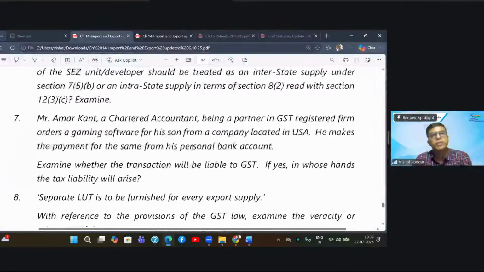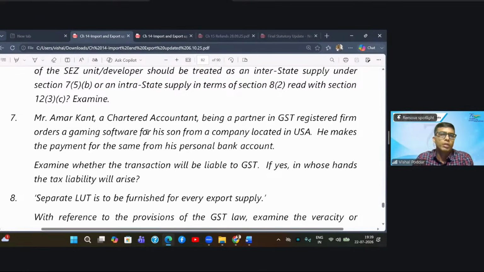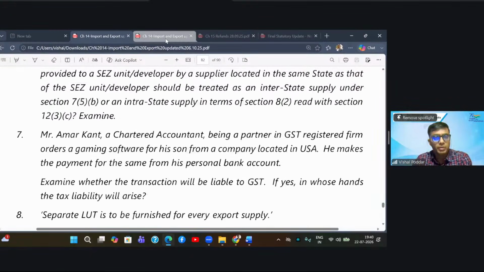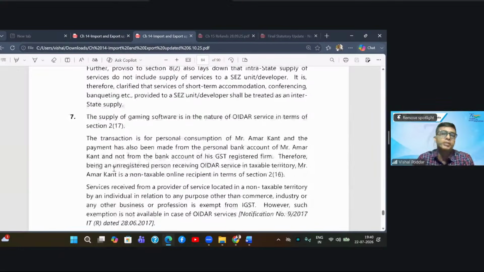Now here students, what is the catch? So you are going for a gaming software. So this is an online service. And this is done from a person in USA. So the supplier is outside India. However, the challenge or the point is that the recipient is a registered person. Interestingly, so it is a chartered accountant who is registered under GST, but he is doing it for a personal use because he has purchased this software not for his office, but it is a gaming software purchased for his son. In such cases, firstly, whether it is taxable, and secondly, how it will be taxable, that is to whom.